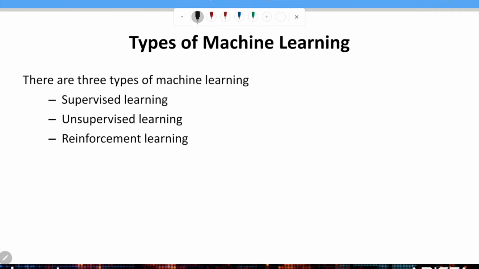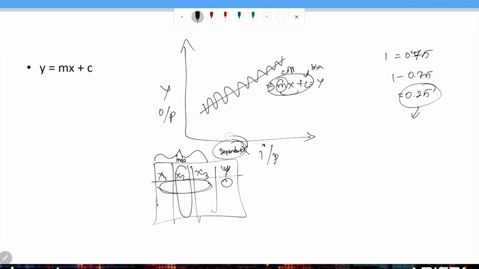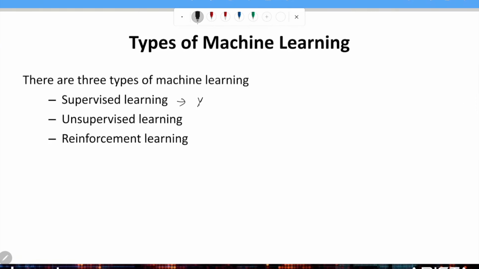So, types of machine learning. Supervised learning: we know the data should have a y label, that is, the dependent variable. If the raw data or any data doesn't have a y label, then it is called unsupervised. That's when we go for clustering.